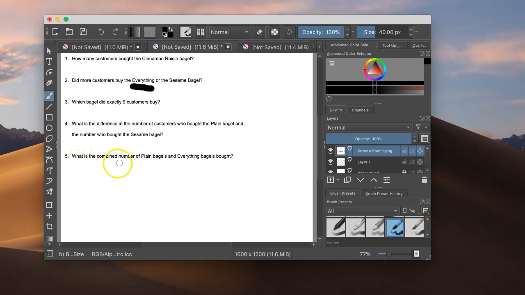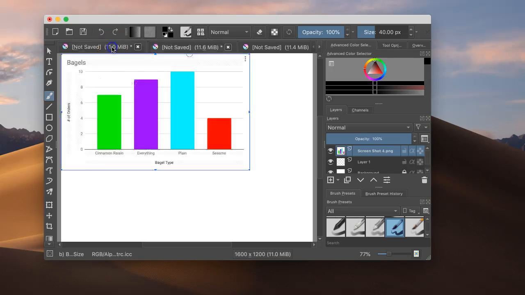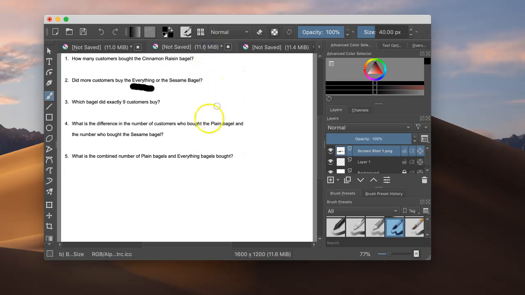For the last question, what is the combined number of plain bagels and everything bagels? So I look at the two bars, the plain and the everything, and I see where they both stop, as I've been doing, and then I add the numbers together. So this stops at 10 and this stops at 9, so 10 plus 9 is 19. And that's how you use a bar chart to answer these questions.